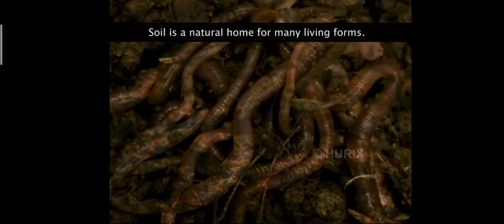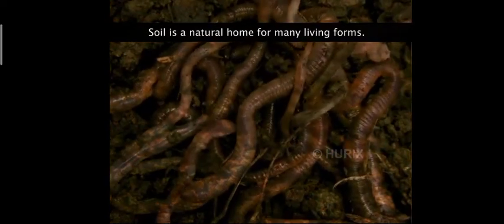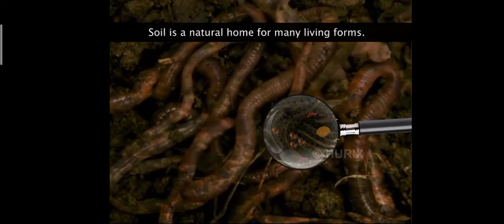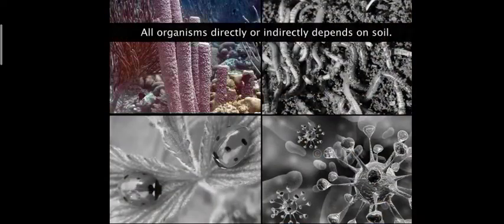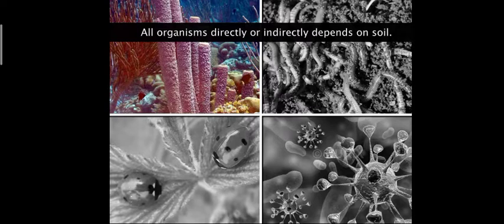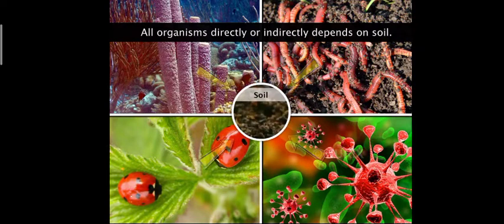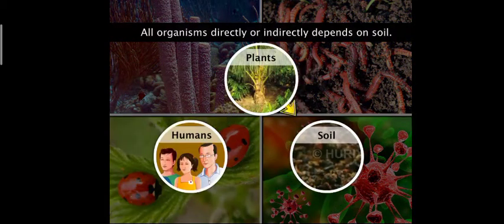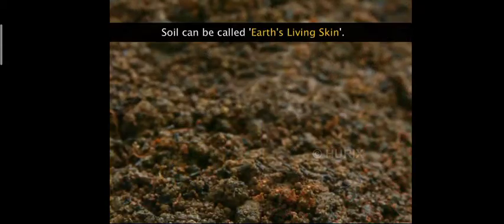Soil is home for thousands of living organisms. Many of them are too small to be seen. All terrestrial and fixed aquatic plants, worms, many insects, and numerous types of microscopic organisms directly depend on soil for their survival. Others, we humans among them, are indirectly dependent on soil. Soil can be called the living skin of the earth.